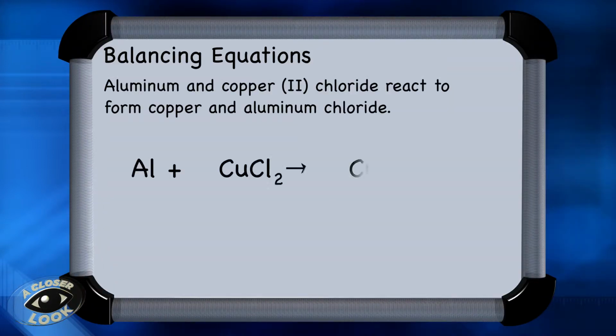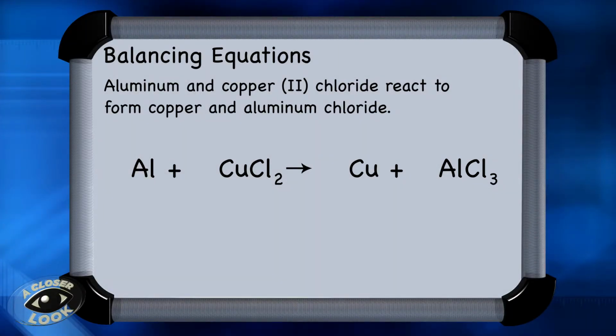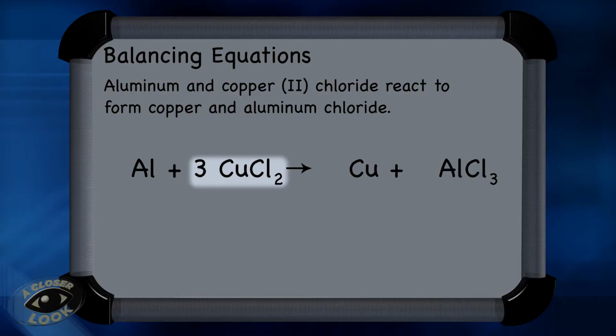Going back to our problem, when you look at the number of atoms on both sides of the equation, you see that there are 3 chlorides on the product side and 2 chlorides on the reactant side. That's not balanced. The lowest common multiple of 3 and 2 is 6. So if you put a 3 in front of the copper(II) chloride and a 2 in front of the aluminum chloride, you have 6 chlorides on both sides of the equation, so the chlorides would be balanced.